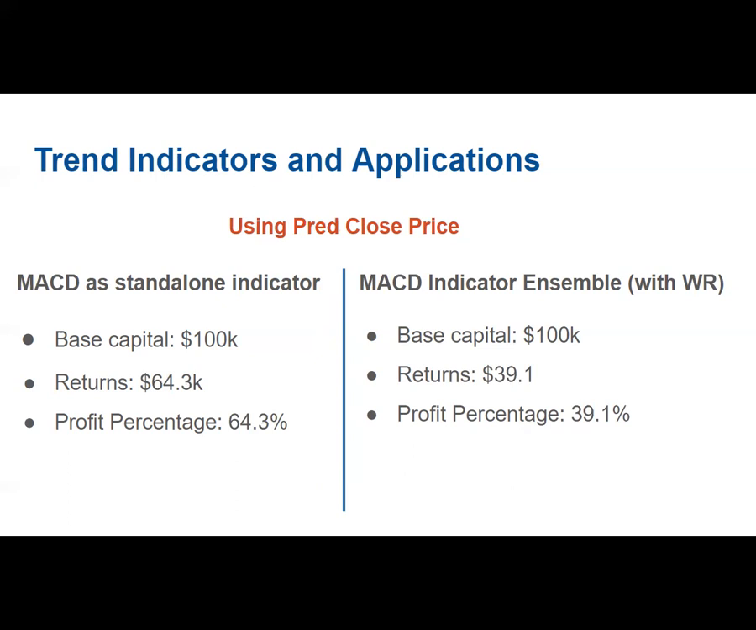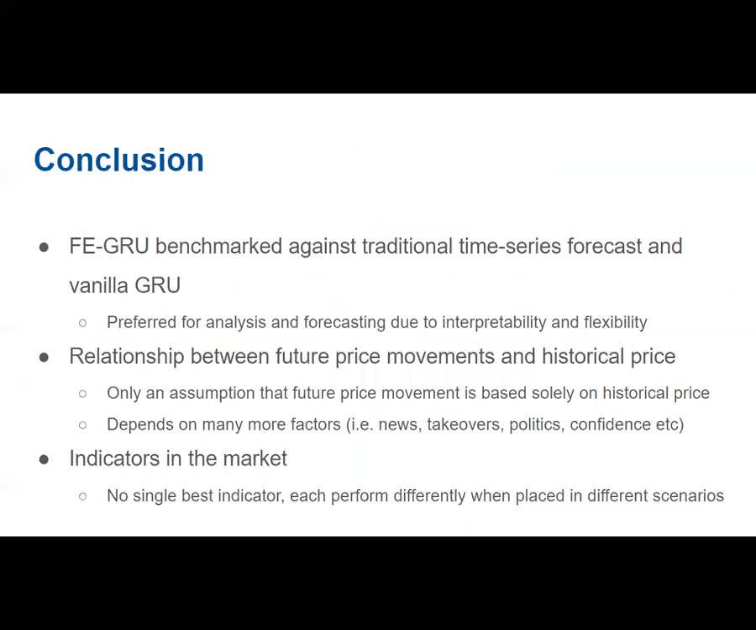In this case, when the predicted close price as returned from the FE-GRU model was used, the following results are as shown. The MACD standalone indicator returned a profit percentage of 64.03%, and the MACD indicator ensemble returned a profit percentage of 39.1%. To conclude, the FE-GRU model proposed was benchmarked against traditional time series forecast and the vanilla GRU model, and is preferred for analysis and forecasting due to its interpretability and flexibility.